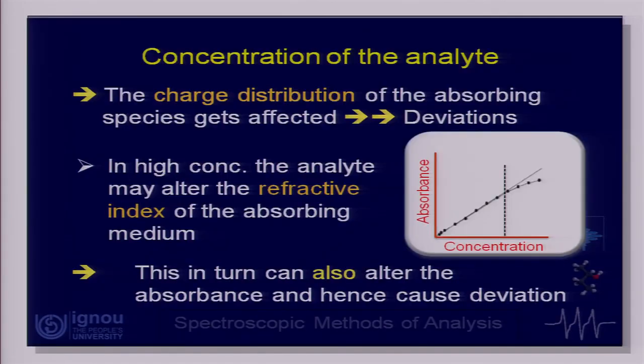Another possibility, when the analyte concentration is high, is that the species interact with each other. Second, the refractive index of the medium itself changes, and that also can lead to changes in the absorbance. As a consequence there is a deviation from the linearity expected from the Lambert law. That is as regards the concentration of the analyte.